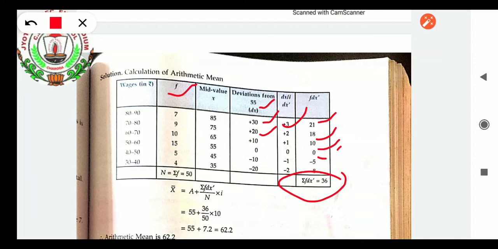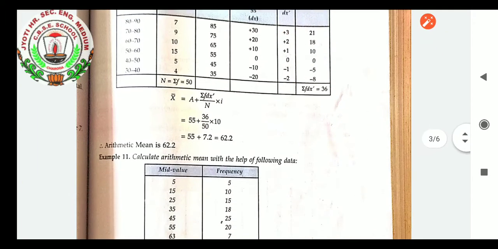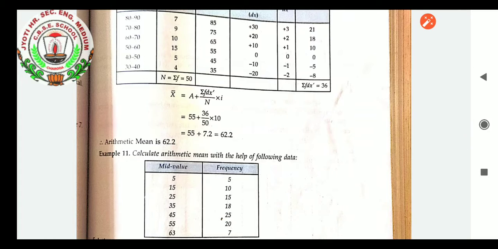Now we substitute the values. The formula of mean in step deviation is mean equals A plus sum of f dx dash divided by N, into I. Here A we have taken 55, so 55 plus sum of f dx dash 36, divided by sum of f 50, into 10. We got 55 plus 7.2, that is 62.2. Arithmetic mean came 62.2. This way we can calculate by the step deviation method for continuous series.